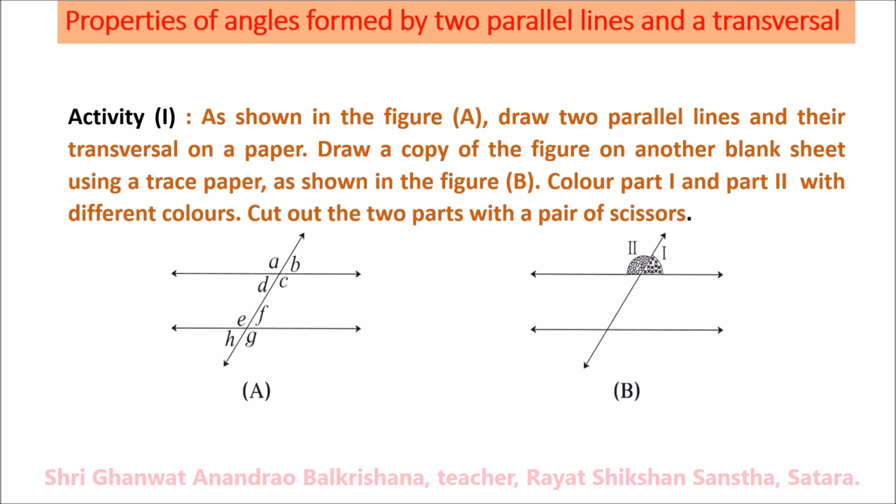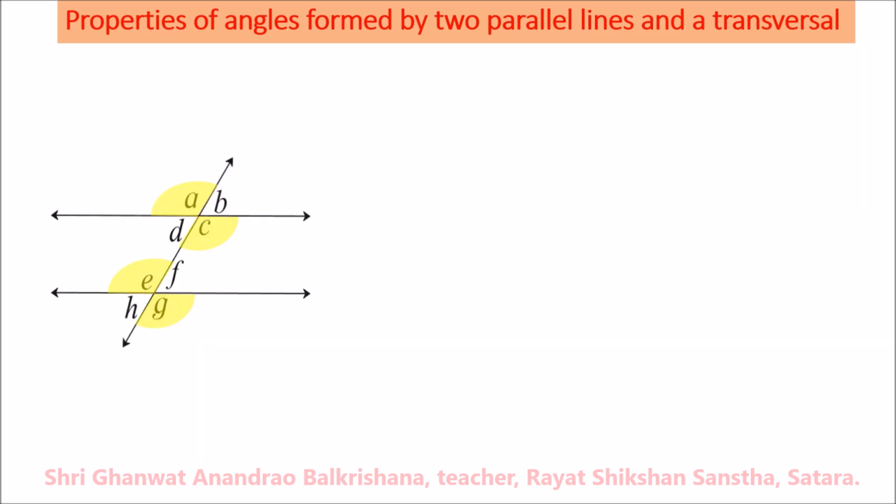and try to match the parts with the angles shown in figure A. What is your observation? Part second matches with angle A, angle E, angle C and angle G. So the first conclusion is that angle A is congruent with angle C, is congruent with angle E, is congruent with angle G.